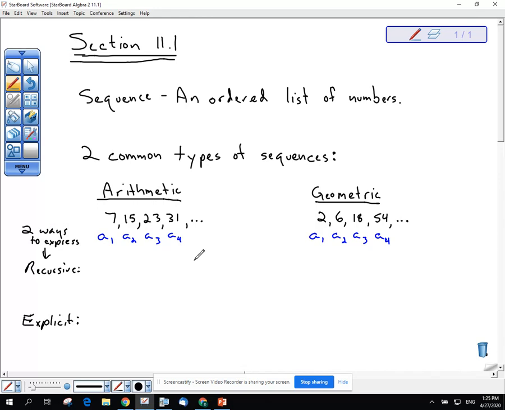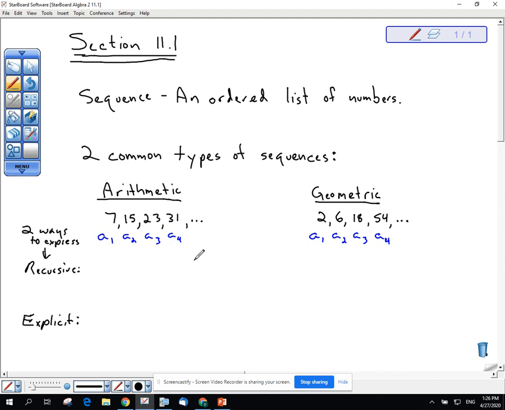So here would be the notes for today. Defining what a sequence is, it's simply an ordered list of numbers. And there are 2 types of sequences, 2 common types. They are arithmetic and geometric. Arithmetic sequences and geometric sequences.